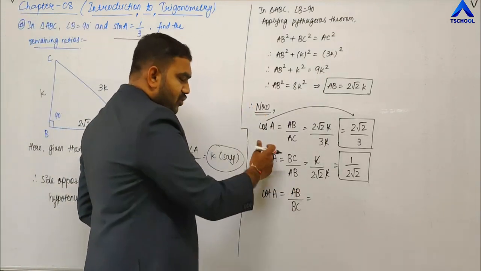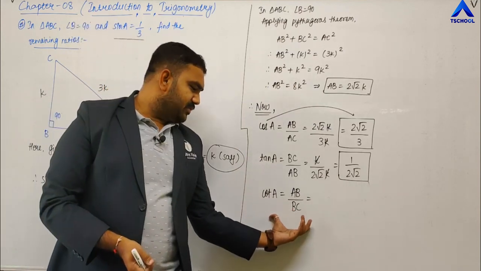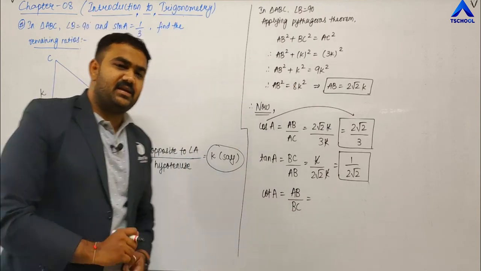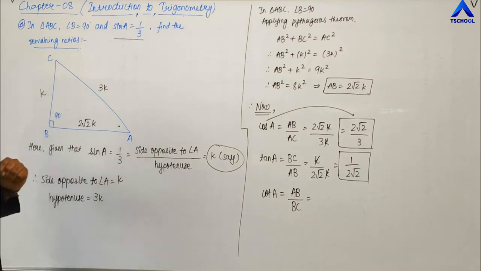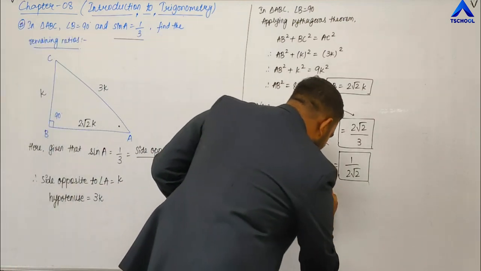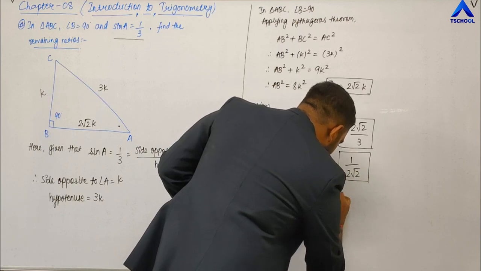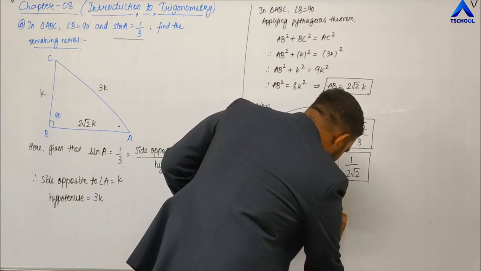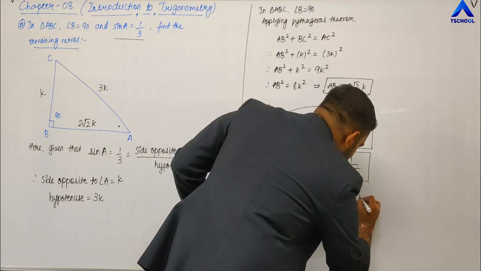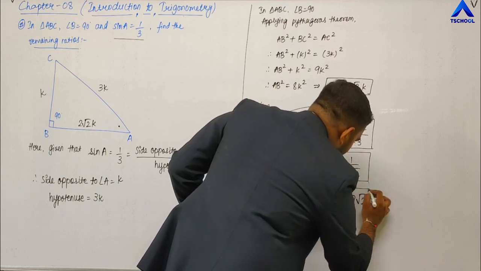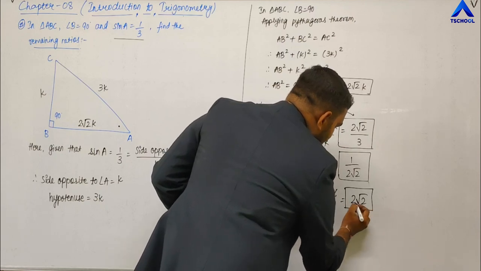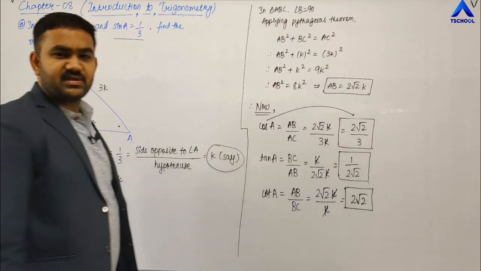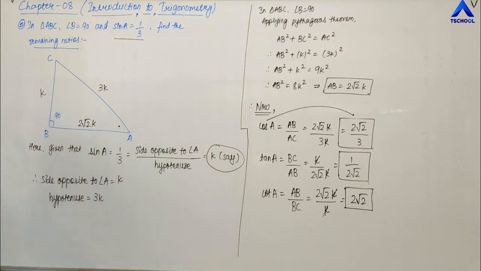Or if you don't remember that, then you remember the ratio that cot A is side adjacent to angle A upon side opposite to angle A. So that is equal to 2 root 2 K upon K. K and K can be cancelled, that is 2 root 2. So the ratio for cot A is 2 root 2 upon 1, or simply 2 root 2. So we got our third ratio.